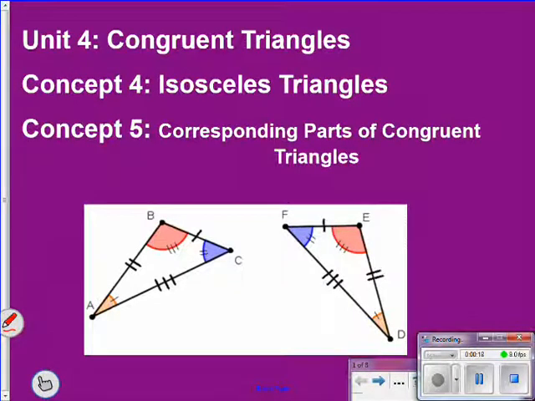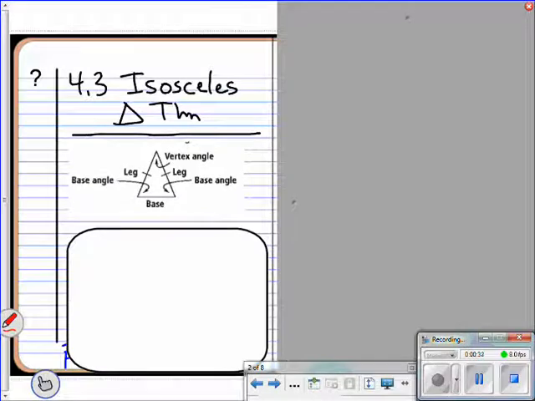Make sure that you go back and review your vocabulary words. Make sure you understand what those terms are, isosceles triangle and corresponding parts of congruent triangles. So as I talk about them today in this video, it's no big deal. All right, here we go.